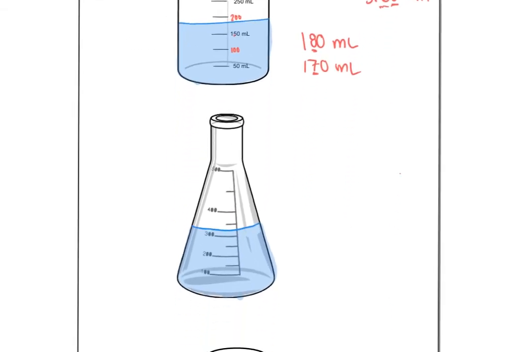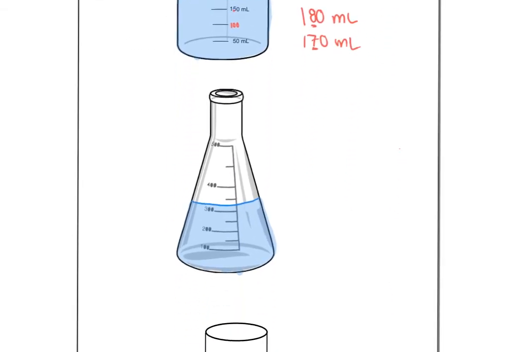Same thing for this Erlenmeyer flask. We have markings on this every 50: 150, 200, 250, 300, 350. So I am certain we are at least at 300, but I don't see markings for 310, 320, 330. So I'm going to estimate that we are maybe at 320 milliliters.